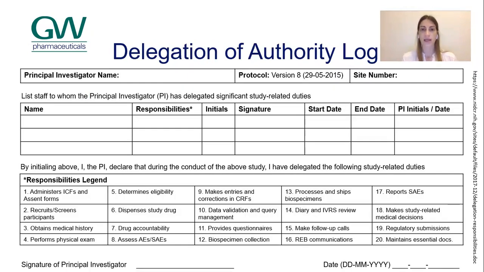According to ICH GCP guidelines, the delegation of duties must be documented in the delegation of activities log. It must be completed and signed by the principal investigator and the research staff members, including the names, responsibilities, initials, signatures, and the duration of their participation, start and end dates.